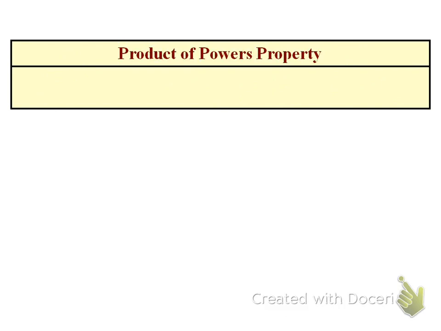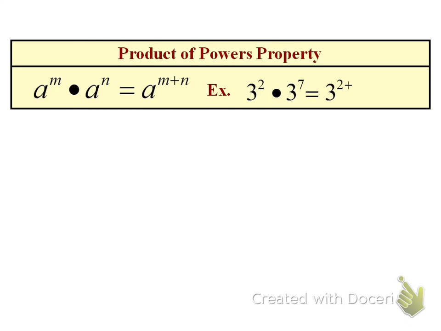All right, so we're going to start by reviewing the properties of exponents. The first one we're going to look at is the product of powers property. That says if you have two expressions being multiplied together that have the same base, you can just add the exponents. An example of that would be 3 squared times 3 to the 7th. They both have 3 as their base, so you can just add the exponents and make it 3 to the 9th.